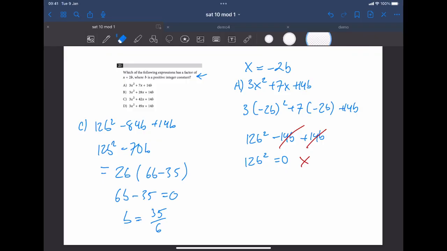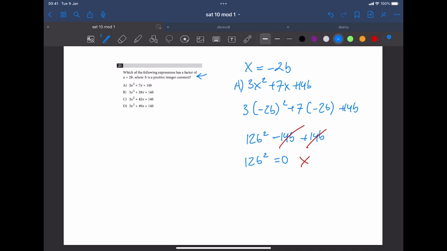By process of elimination, we would see that D is the correct answer, but just to go over D, plugging in negative 2b, we would get 12b squared minus 84b. We'll factor out 12b, giving 12b times b minus 7. Again, looking at this term, set it to 0.